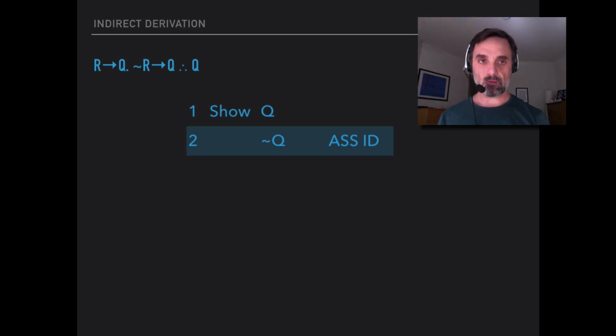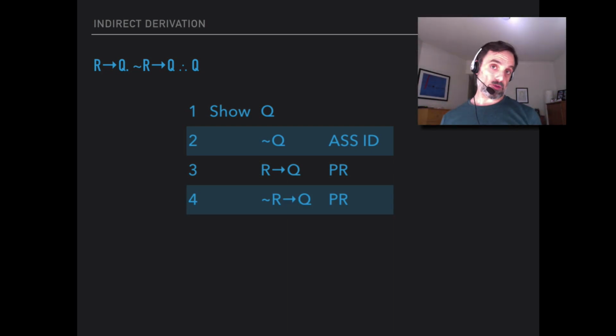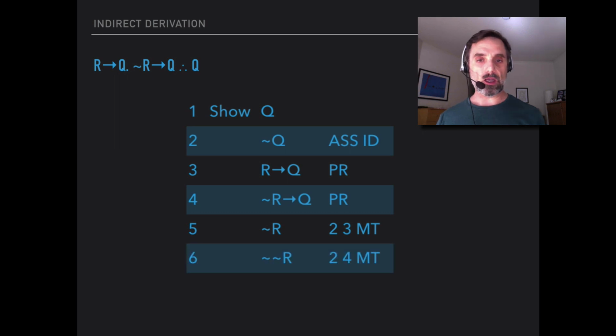Having made this assumption, we'll now bring in our premises. So we'll say if R then Q, that's our first premise, and if not R then Q, that's our second premise. Now we want to look for inference rule applications, and now this is straightforward. We can apply modus tollens with 2 and 3 and 2 and 4 because the consequent of 3 and 4 is Q. For modus tollens, we need the negation of the consequent, we need negation Q, and that's what we have on line 2. So we'll say not R, and then we'll say not R.